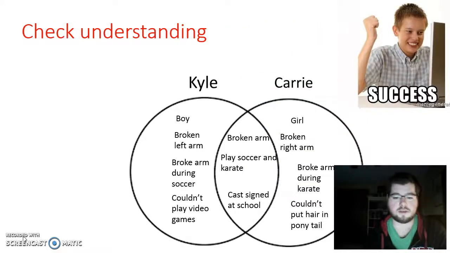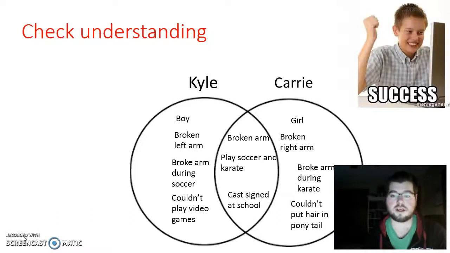Alright, so now that you've had the opportunity to talk to your peers, let's see how you did. On Kyle's side of the Venn diagram, did you get that he was a boy? Did you write down that he had a broken left arm? That he broke his arm during the soccer game? Or that he had a challenge playing video games?